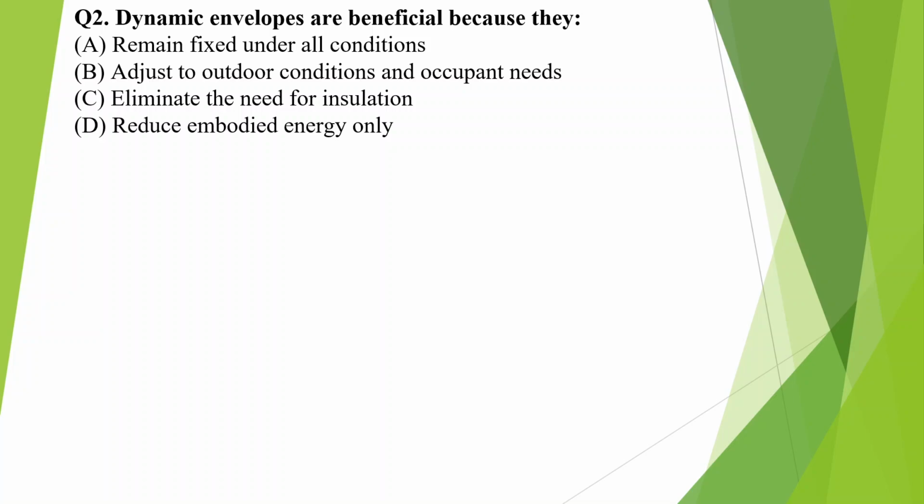Since the dynamic envelope enhances adaptability, how can it do so? By adjusting the shading system, the ventilation, or daylight levels according to the external climate condition and the outdoor environment demand. With the help of this, they will be beneficial for meeting the occupant needs. I hope the explanation is clear. Is it clear to all of you? Can we move to the next question, guys?